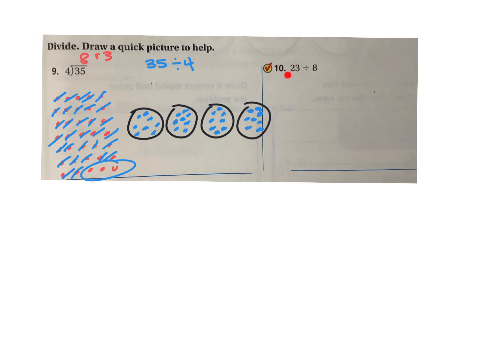That's too high. It's super close though, right? It's just barely too high. 8 times 2 is 16. And then how much more from 16 to 23? 17, 18, 19, 20, 21, 22, 23. There's 7 more. So my answer, 8 times 2 is 16 with a remainder of 7.